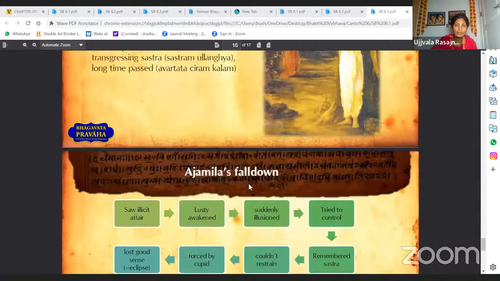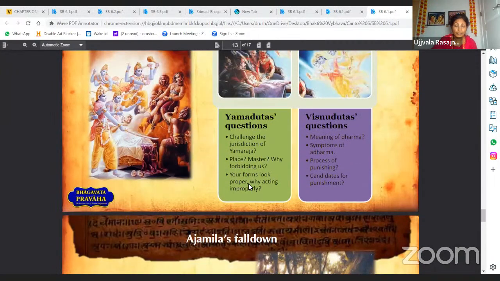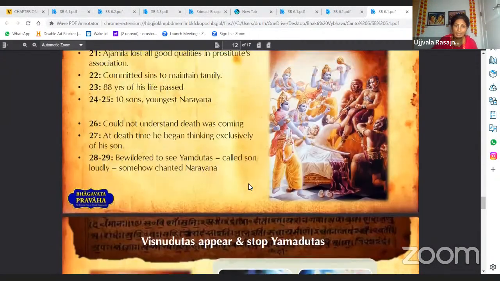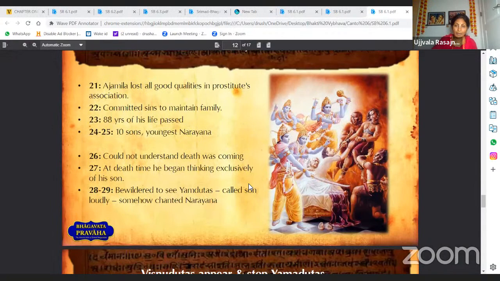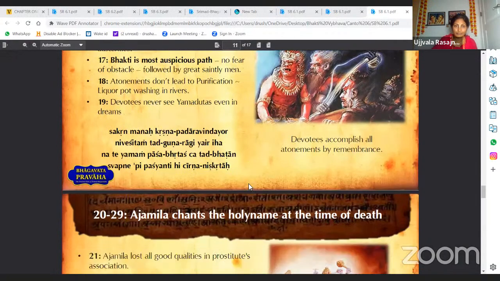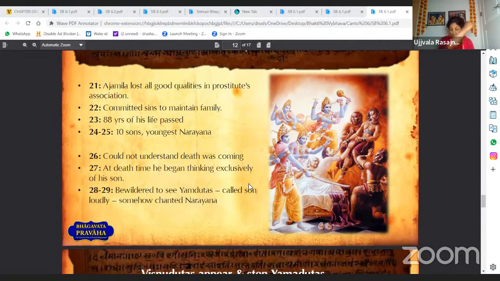So when the death approached, what happened? By this time we have heard about Ajamila, right? Though he was a good Brahmana, whatever sins he had committed so far, and now the moment of death has come. And because he had committed sins with his mind, body, and words, three Yamadutas came there.